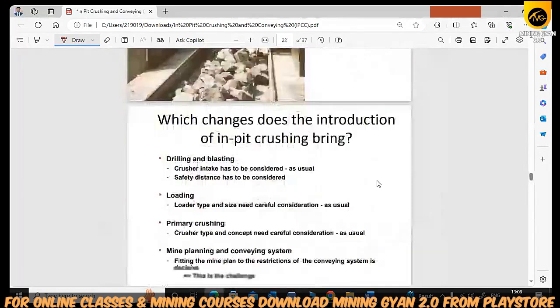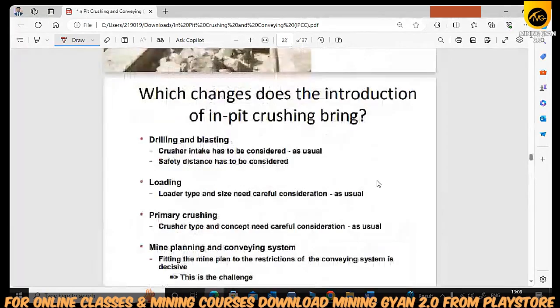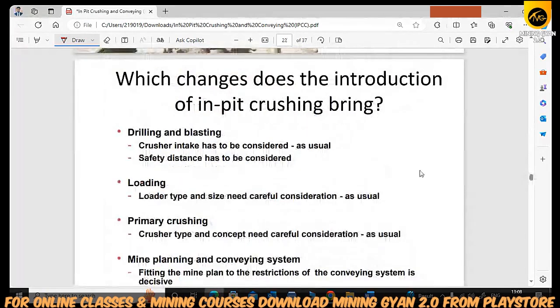Now come to what changes the introduction of the input crushing system brings. What changes does it bring? The first one is the drilling and blasting.